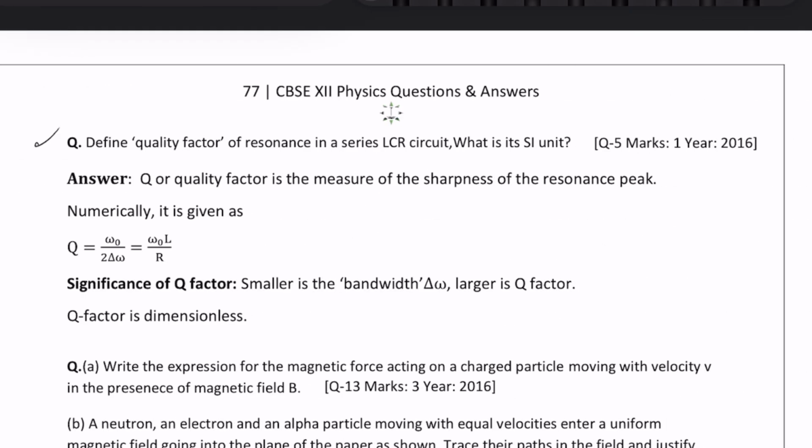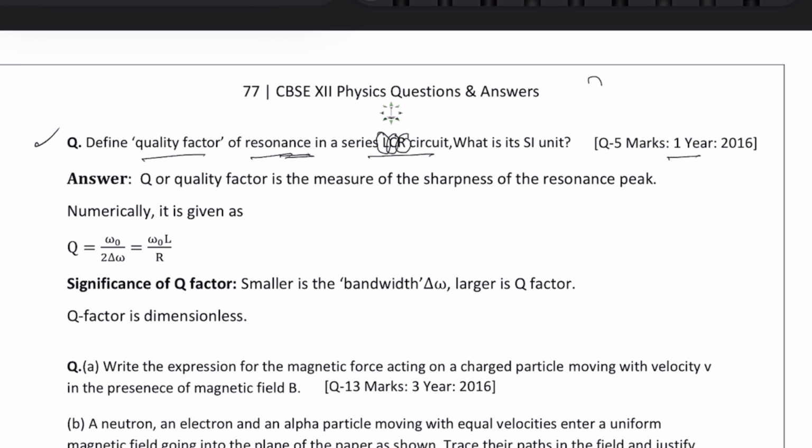Question number 1. This is a 1 mark question. What is the quality factor of resonance in an LCR circuit? Now, what is resonance? For a particular frequency of alternating current, the resistance offered by L means inductance, C means capacitor, R means resistance. Okay.